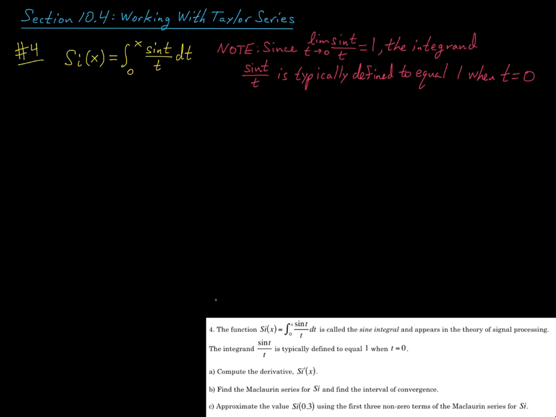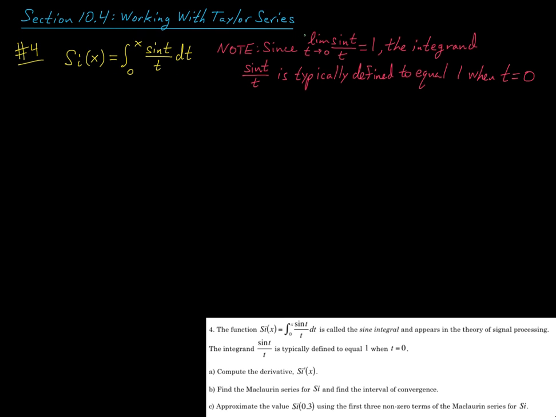Question 4 says the function Si of x, which is defined as the integral of sine t over t from 0 to x, is called the sine integral, and it happens to appear in the theory of signal processing. Now notice that this integrand sine t over t is not defined when t is 0 because of the division by 0. And since 0 is our lower limit of integration, this is actually an improper integral.